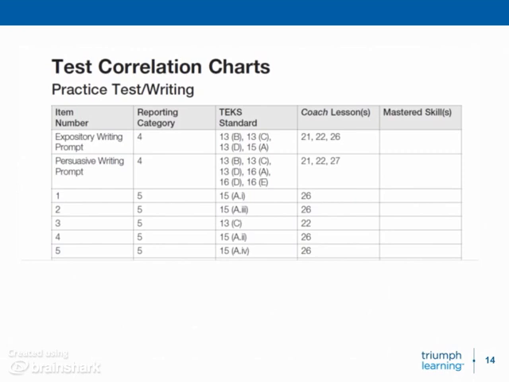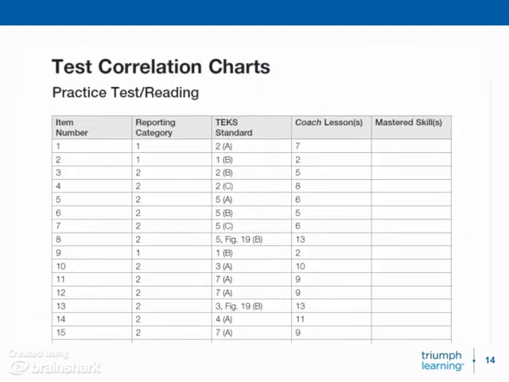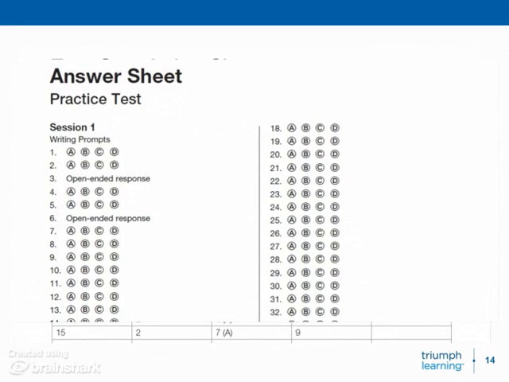Both English 1 and 2 have test correlation charts which show the TEKS covered in the reading and writing lessons. There is a correlation chart for the Session 1 and Session 2 practice tests.